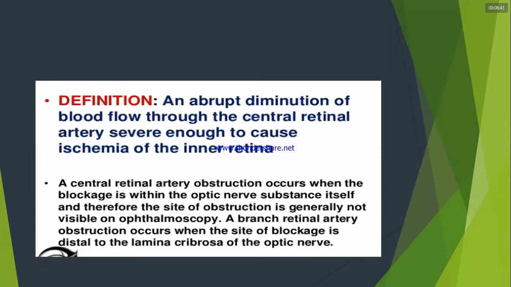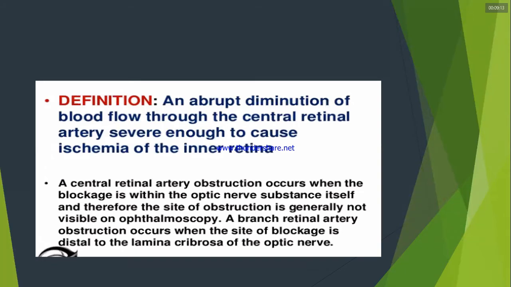So what is CRAO? It is an abrupt diminution of blood flow through the central retinal artery, severe enough to cause ischemia of the inner retina, which leads to loss of vision. Central retinal artery obstruction occurs when a blockage is within the optic nerve substance itself, and therefore the site of obstruction is generally not visible on ophthalmoscopy. So the obstruction is within the optic nerve.